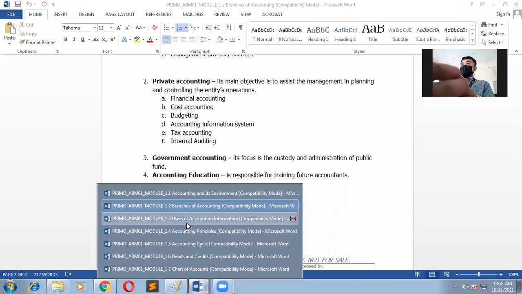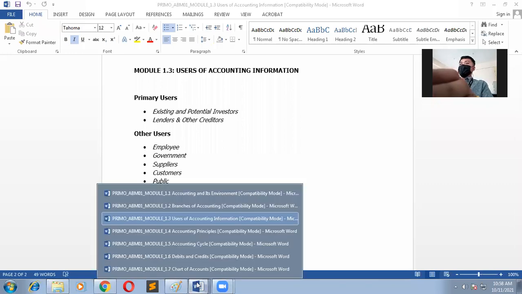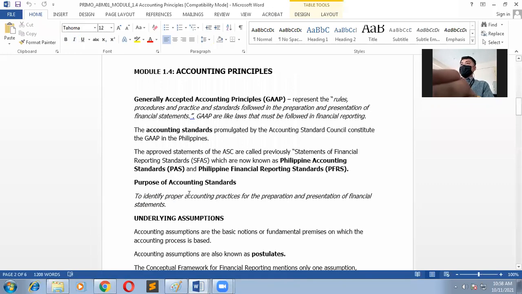So in our next module, we have studied the users of accounting information classified into the primary users and the other users. Primary users include investors and lenders, while other users include employees, government, suppliers, customers, public, including the management. Next po tayo, accounting principles.